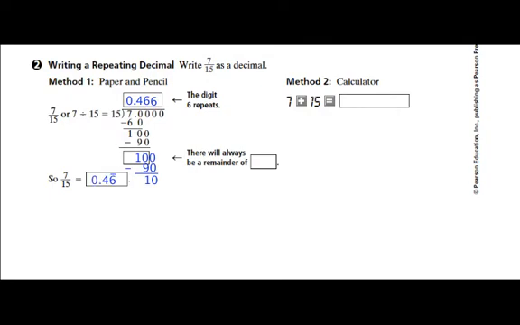Now we're going to try method 2, the calculator. On your calculator, type in 7 divided by 15 equals. Many of your calculators will have 0.466666, several 6's, but then it ends in a 7. This is still written 0.46 with a bar notation over the 6.